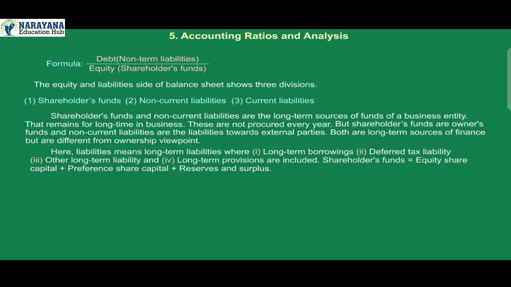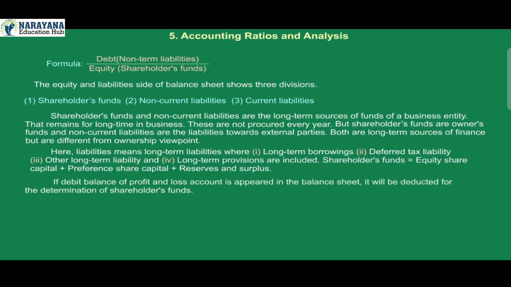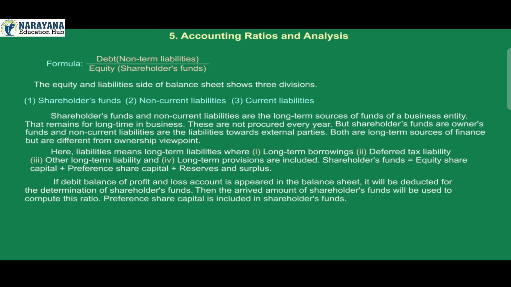Here, liability means long-term liabilities, where 1. Long-term borrowings, 2. Deferred tax liability, 3. Other long-term liability, and 4. Long-term provisions are included. Shareholders' funds is equal to equity share capital plus preference share capital plus reserves and surplus. If a debit balance of profit and loss account appears in the balance sheet, it will be deducted in determining shareholders' funds. Then the arrived amount of shareholders' funds will be used to compute this ratio. Preference share capital is included in shareholders' funds.